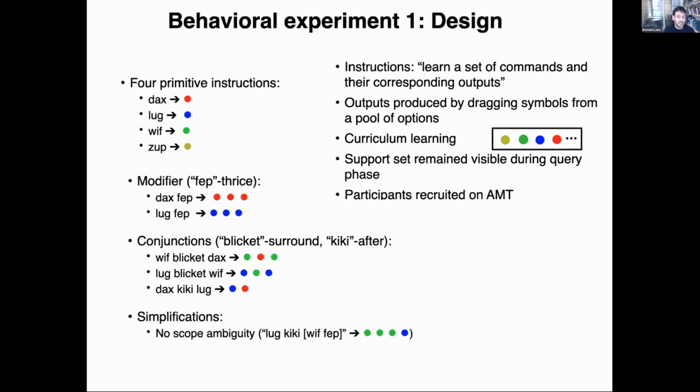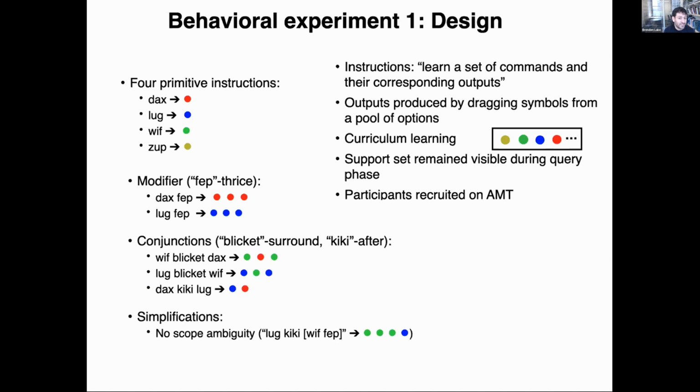And here's just the design of the behavioral experiment very quickly. There are these 4 primitive instructions, just one word mapping to single outputs. And there are these 3 functions. Fep is like thrice, so when you dax fep something, you dax, dax, dax, or red, red, red, or lug fep is lug, lug, lug, or blue, blue, blue.